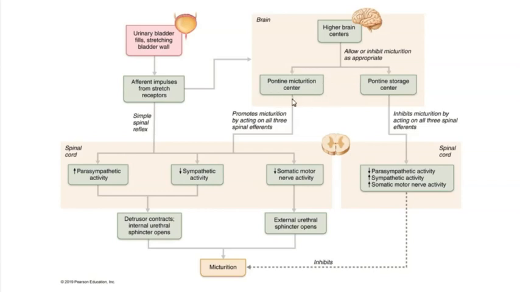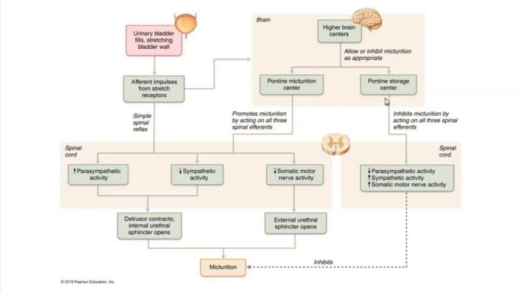The pontine micturition center promotes voiding of the urinary bladder by doing the same thing that the spinal reflex did, in that it activates parasympathetic activity and inhibits sympathetic activity. Before, we had decreased control over somatic activity, but now that our higher brain centers are better developed, we have better control over that somatic activity. So it allows us to relax the external urethral sphincter and open it up, so that we can void the urinary bladder.